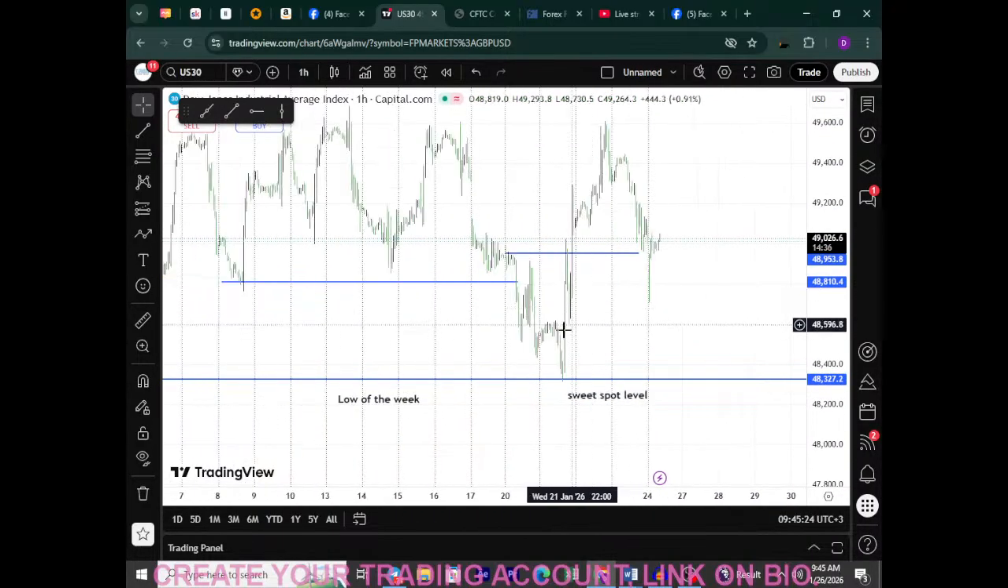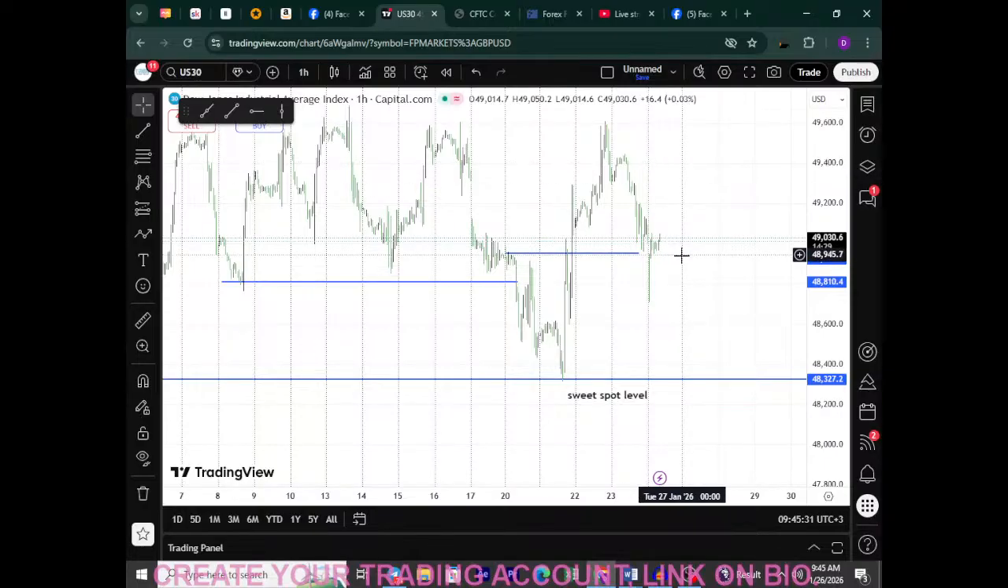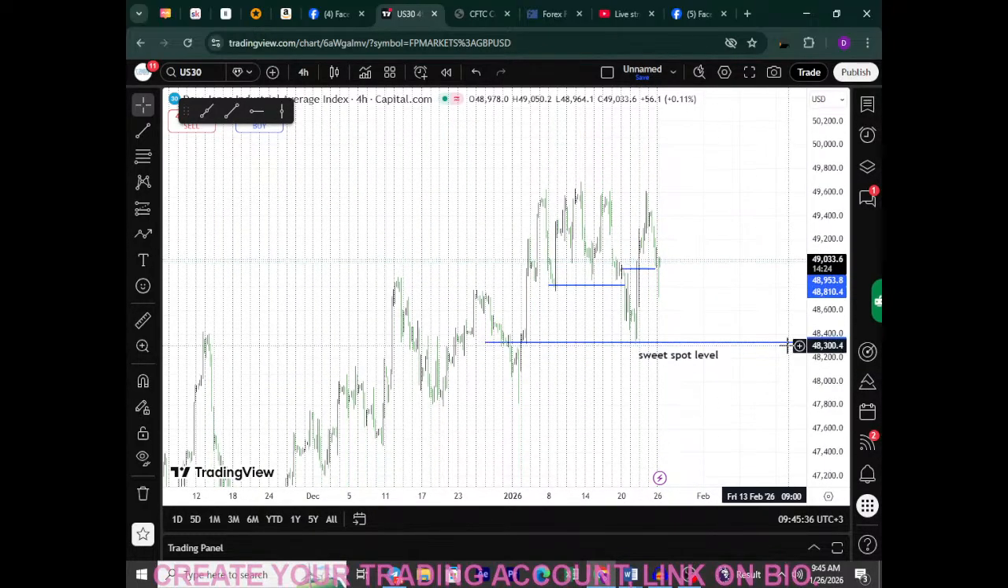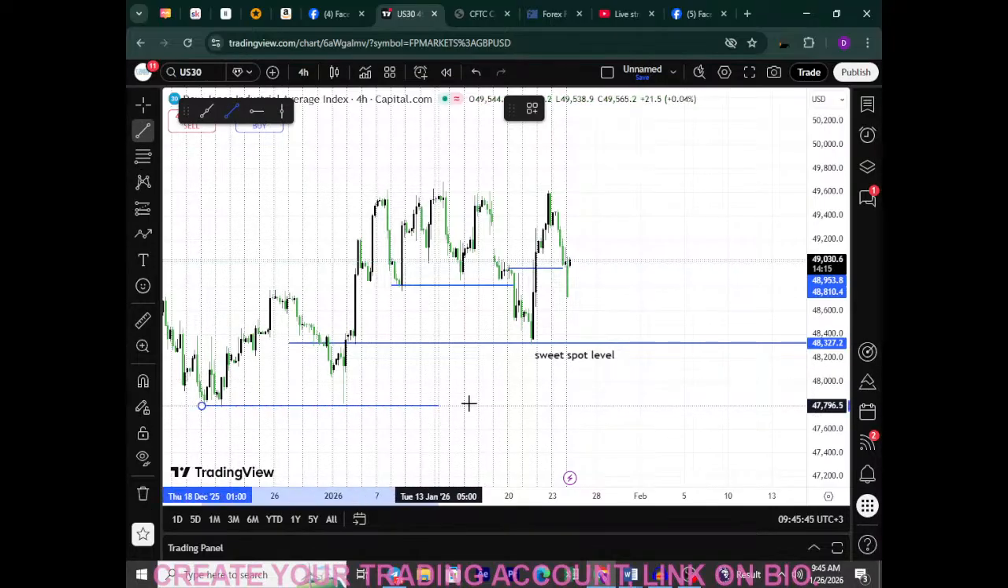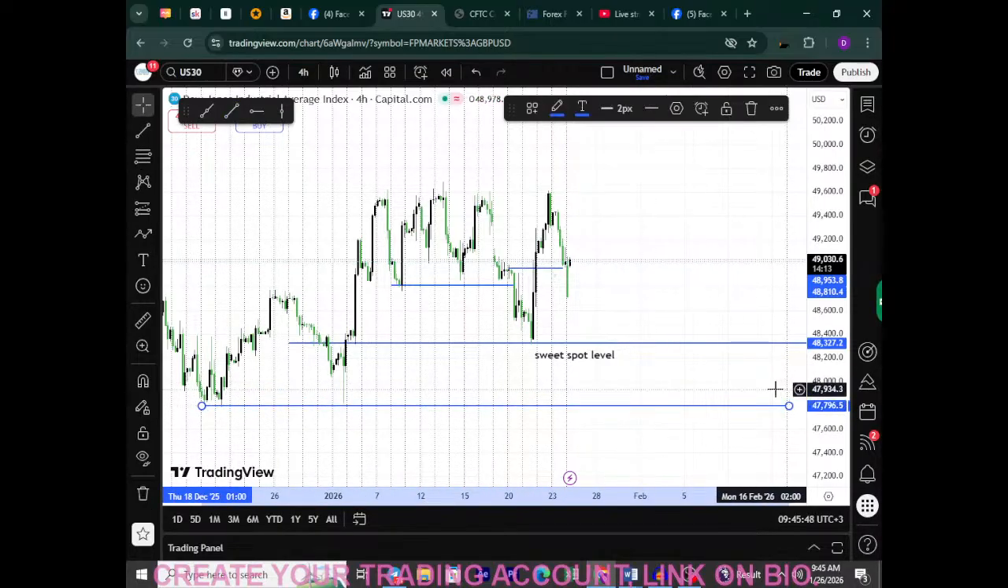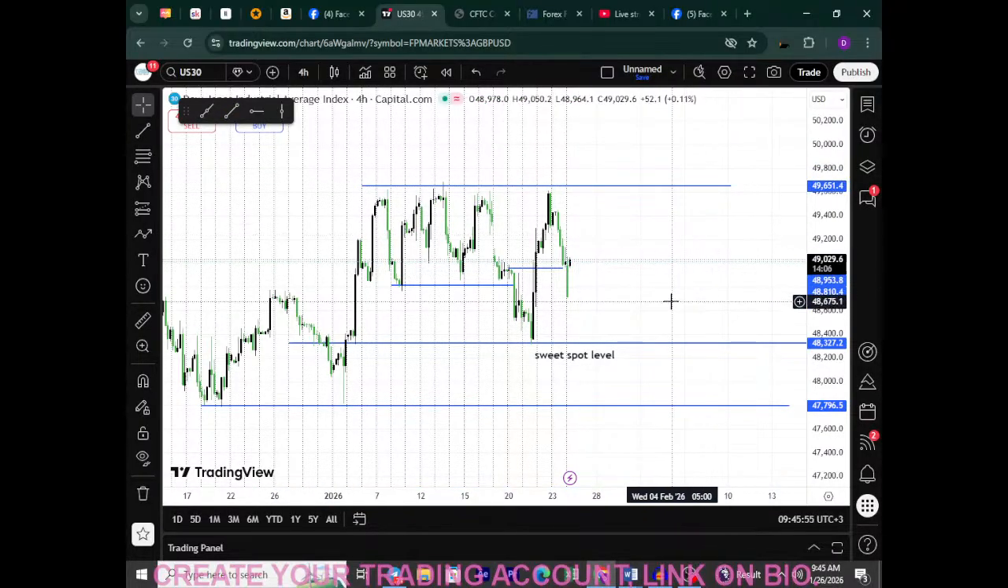So last week our sweet spot level was hit. And how did we get to that sweet spot level? So that you can rewind a bit. To get to a sweet spot level, what you do is simple. You take a significant low, like this one here, a significant low and a significant high. Something very easy and straight to the point. Something which is not going to waste your time for nothing.